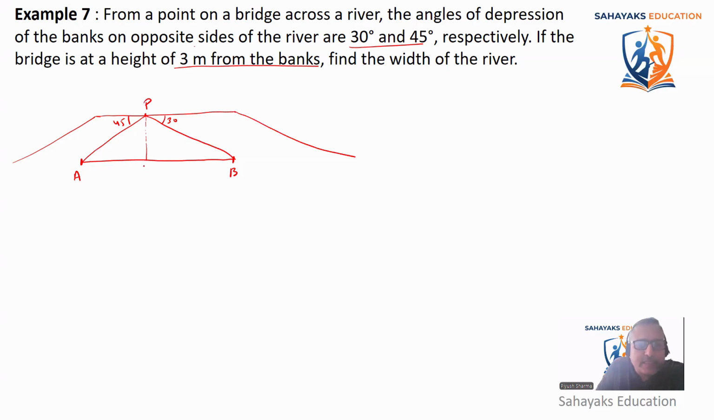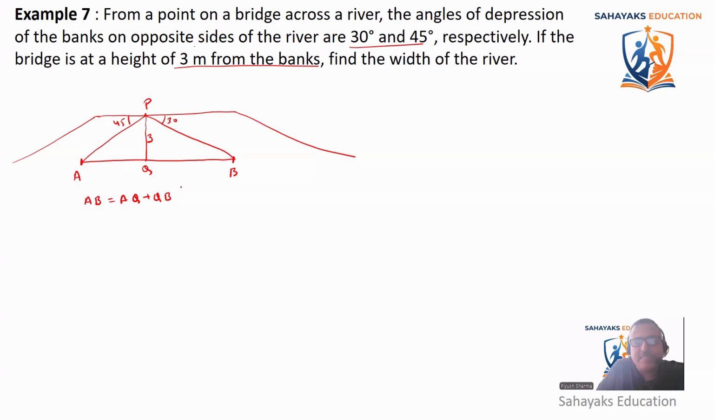So if I consider this point as Q, so we have to find out AB. What is AB? AB is equal to AQ plus QB. This is what we have to find out. Okay, and what they have given? The height. Height is 3 meters. That means the bridge is 3 meters of height from the river. Okay, now this we know. Now we need to find AQ first.